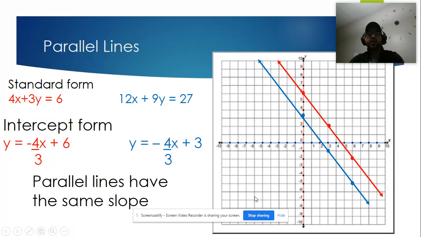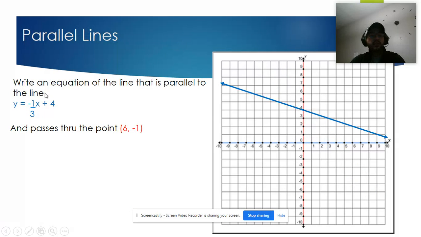So let's see how we can write the equation of a line when one equation is given and one point of the other line is given. In this case, we have y equals negative 1/3 x plus 4, and this is the graph. But I want to write an equation of the other line that passes through this point. It's going to have the same slope, but it's going to pass through this point.